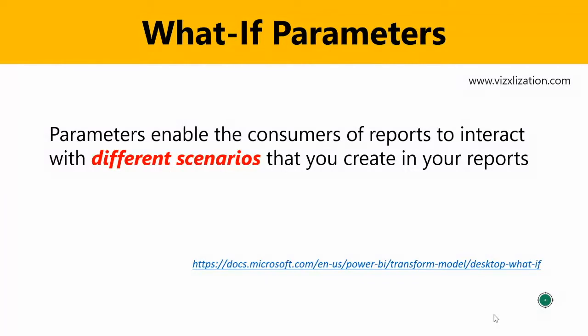If you make a change here, what could happen here? If you make a change over there, what could happen with the final outcome? So that's the main idea. If you want to learn more about what-if parameters, you can check this link right here. Now let's jump into Power BI Desktop and put this into practice.